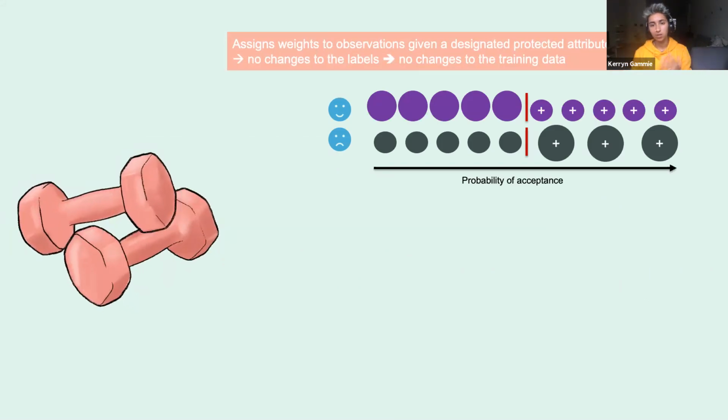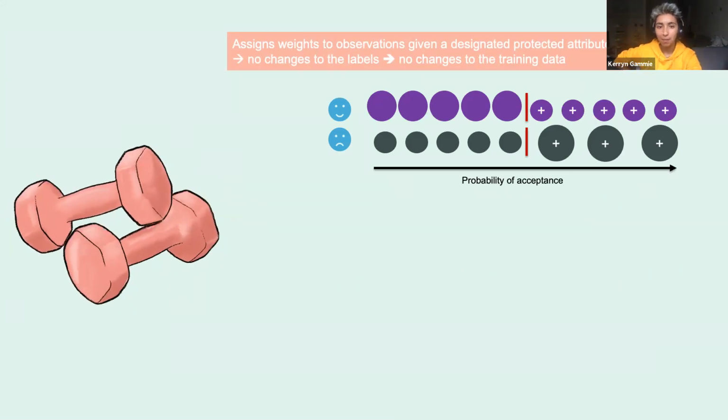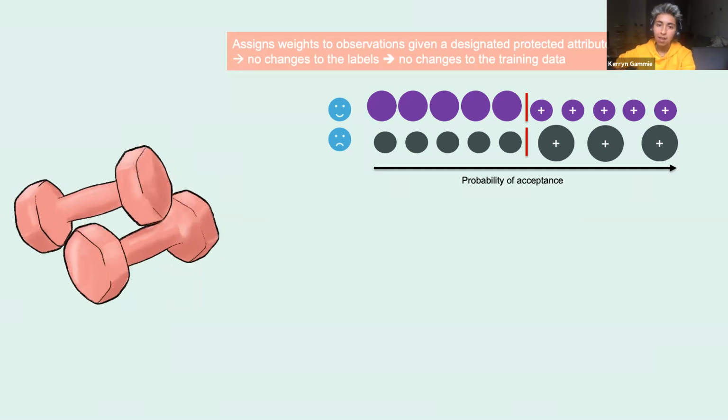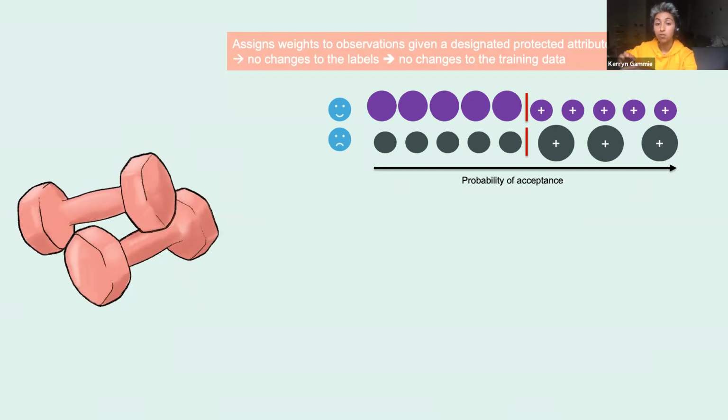So if we go back to our same example, here what's happening is we've still got the 5 and the 3 positive outcomes for the various classes. And what we're doing is we're essentially just reweighting it.